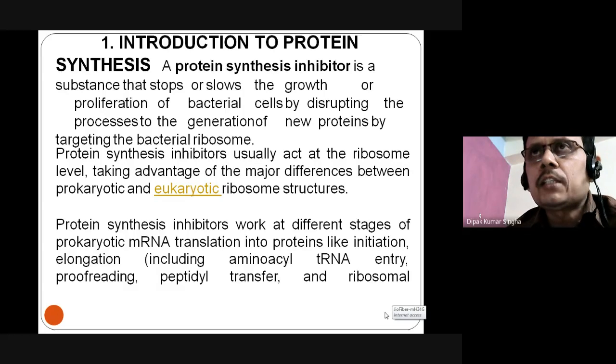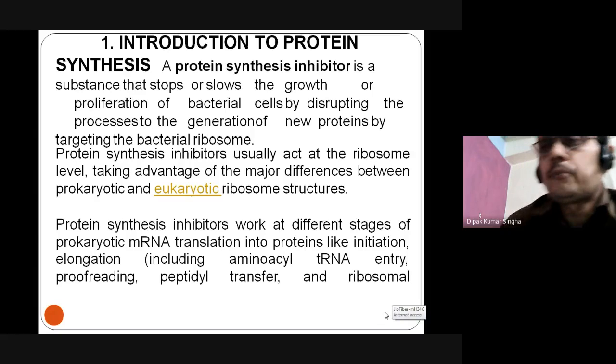So how is protein synthesized, and what types of protein will be synthesized? That information comes from the DNA through the mRNA, the messenger RNA, which carries the sequence of amino acids, and that type of protein will be made. The protein synthesis inhibitors work at different stages of translation of prokaryotic mRNA into protein, like initiation, elongation, translocation, proofreading, peptidyl transferase, ribosome. So many factors are involved in protein synthesis.